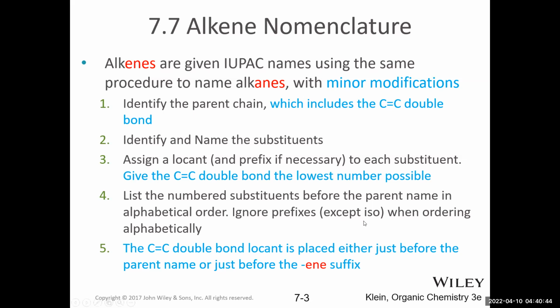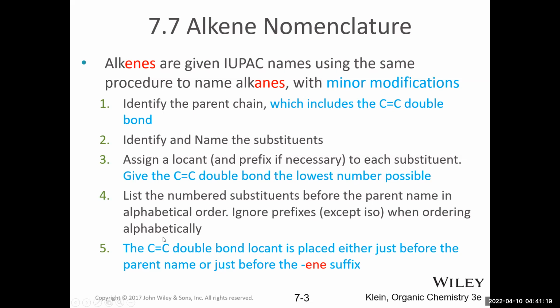Remember that prefixes such as iso, this is actually a mistake. Definitely the iso should count alphabetically. The only prefixes that don't count are actually the multiplying prefixes. So sec, tert, tetra, any of those don't count alphabetically, but like cyclo, the C for cyclo, or I for iso, do count. So I'll have to fix this slide.